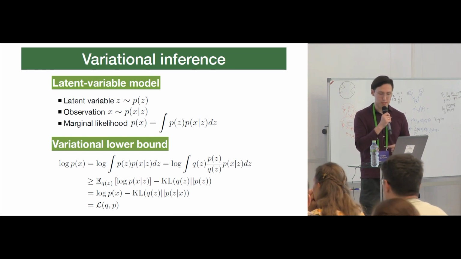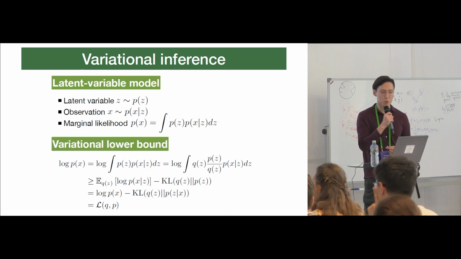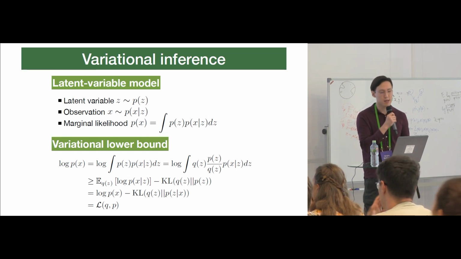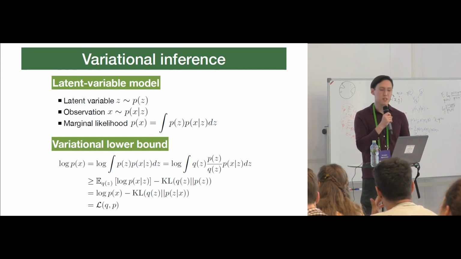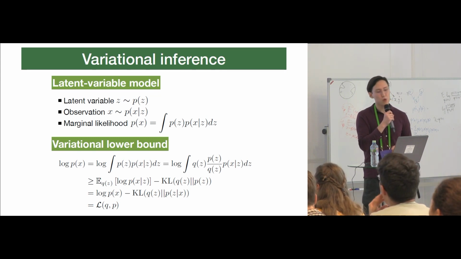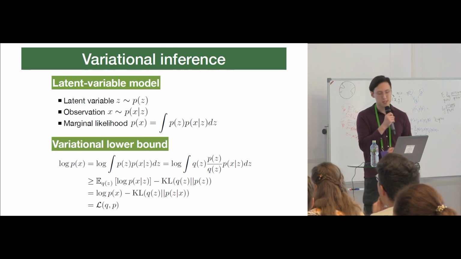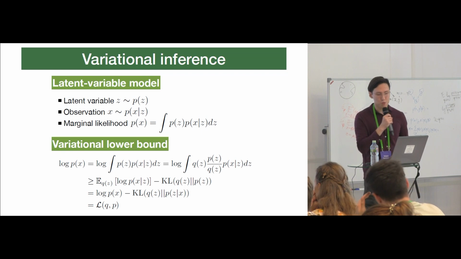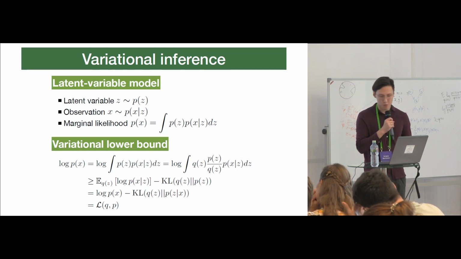The first bound provides a slightly different view. It tells us that we would like to maximize the expected likelihood of an observation under the expectation with respect to q of z. But we will also be penalized for deviating from the prior too much. So this object is the variational lower bound. Hopefully you still remember what it is. We will use it throughout the talk.